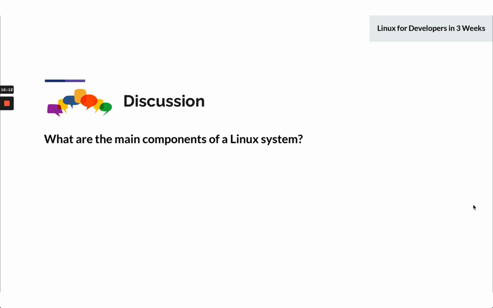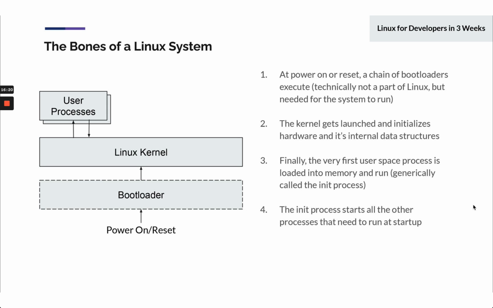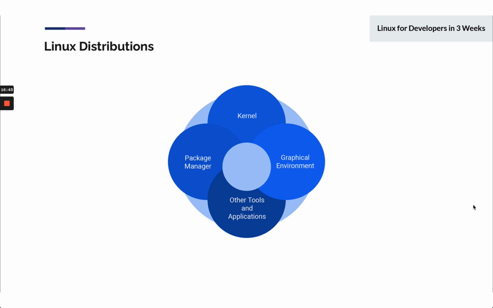So I'll go back to this slide here. In really broad strokes, the main components in a Linux system are the bootloader, the kernel, and then user processes that run. But with that question, if you answered things like graphical environments and command lines and packages and those kinds of things, that would have been fine too. So if you wanted to answer more from this diagram here, that would have been fine as well.